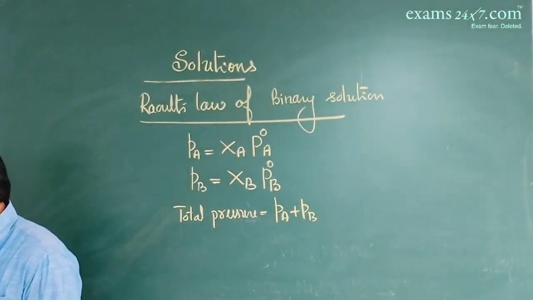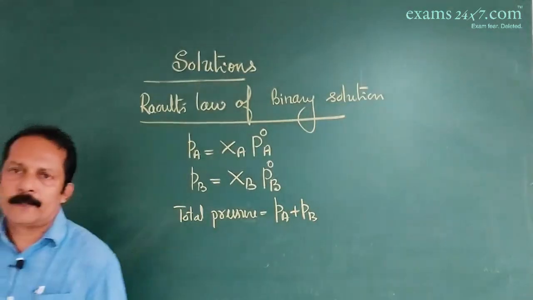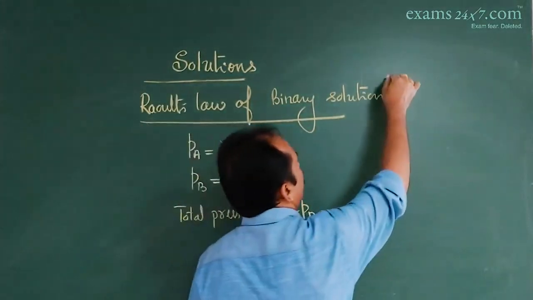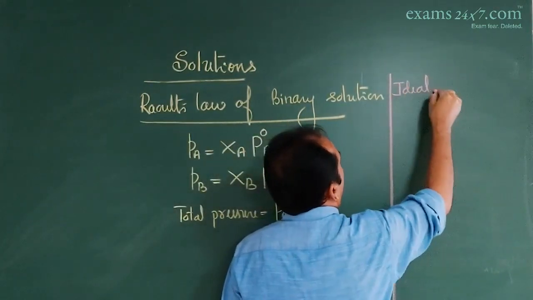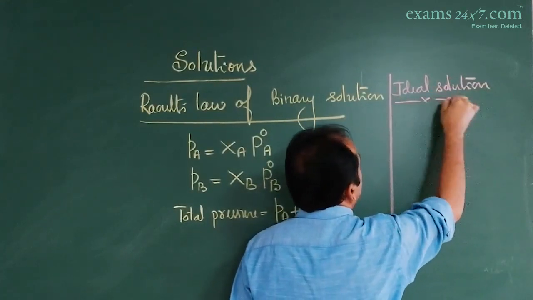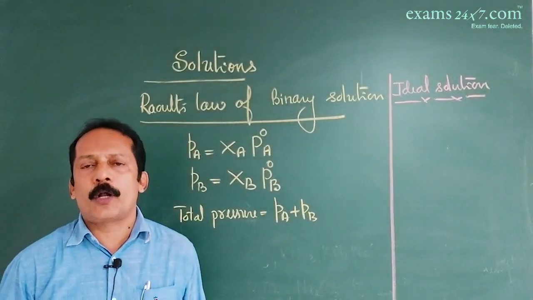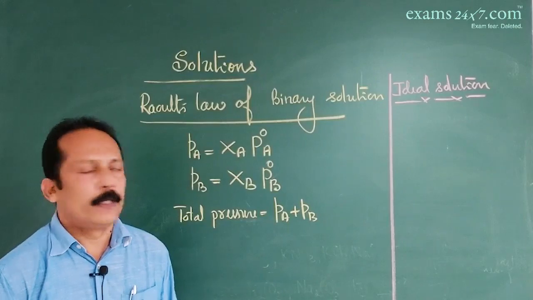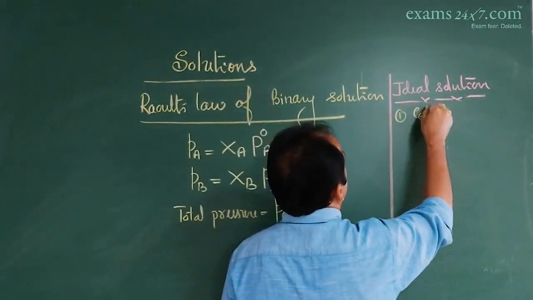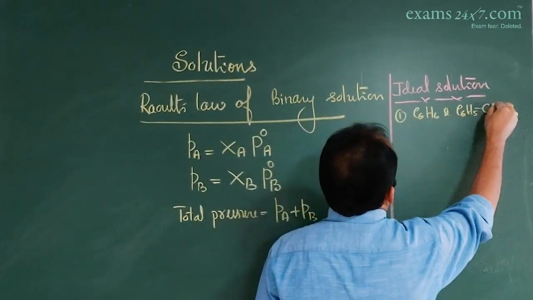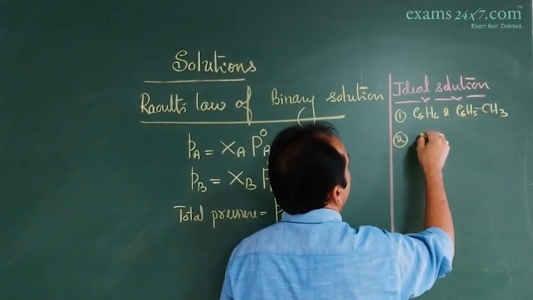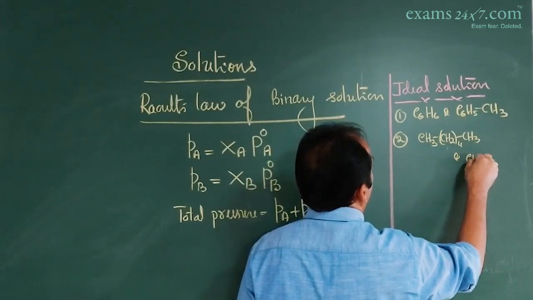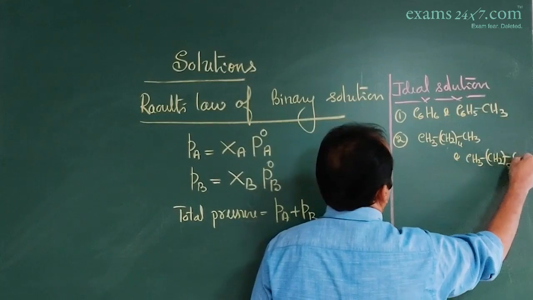Now, based on Raoult's law, there are different types of solution, like ideal solution and non-ideal solution. First, we'll move on to ideal solution. A solution which obeys Raoult's law at all concentrations is called an ideal solution. So examples for ideal solution: benzene and toluene, C6H6 and toluene C6H5CH3. Second one, hexane and heptane, normal hexane and heptane, CH3 CH2 5 times CH3.